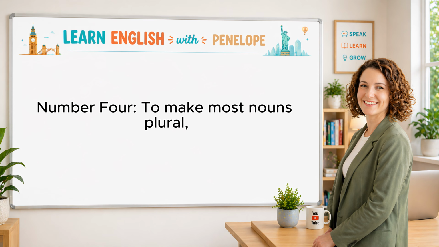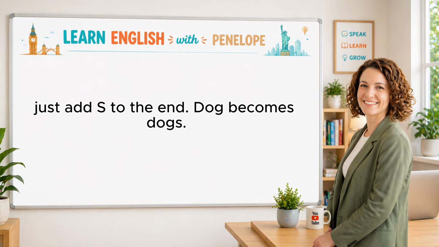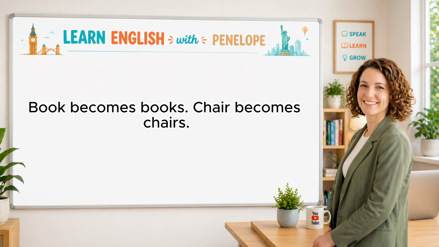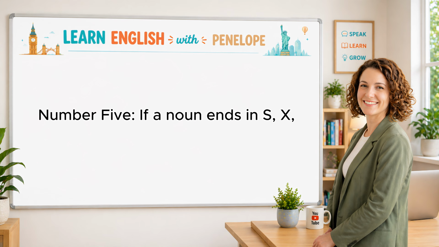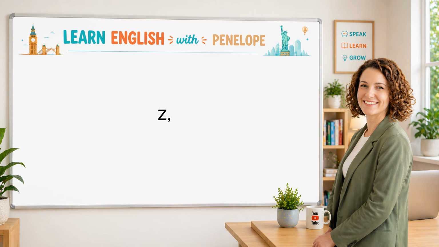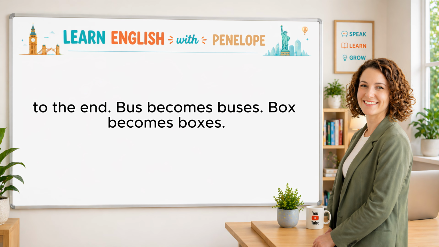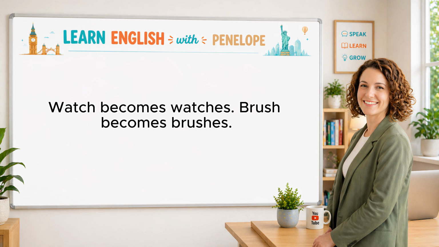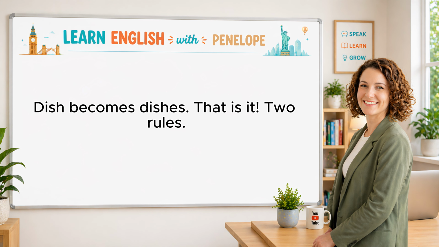Number 4, to make most nouns plural, just add s to the end. Dog becomes dogs, book becomes books, chair becomes chairs. Number 5, if a noun ends in s, x, z, ch, or sh, add es to the end. Bus becomes buses, box becomes boxes, watch becomes watches, brush becomes brushes, dish becomes dishes.